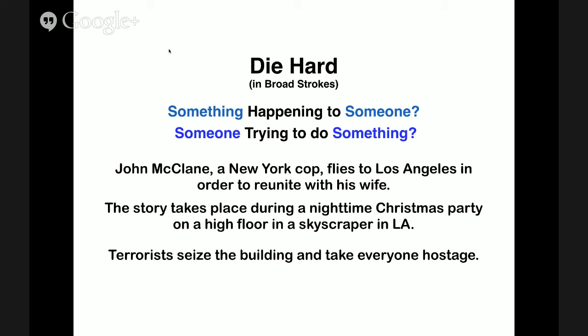Okay? So is this something happening to someone or someone trying to do something as a primary situation? Well, I think it's something happening to someone. I think that John McClane happens to be in this building, and these terrorists happen to be storming it that night, and they're going to basically mess up whatever plans anybody there had for that evening. So I think it's something happening to someone.